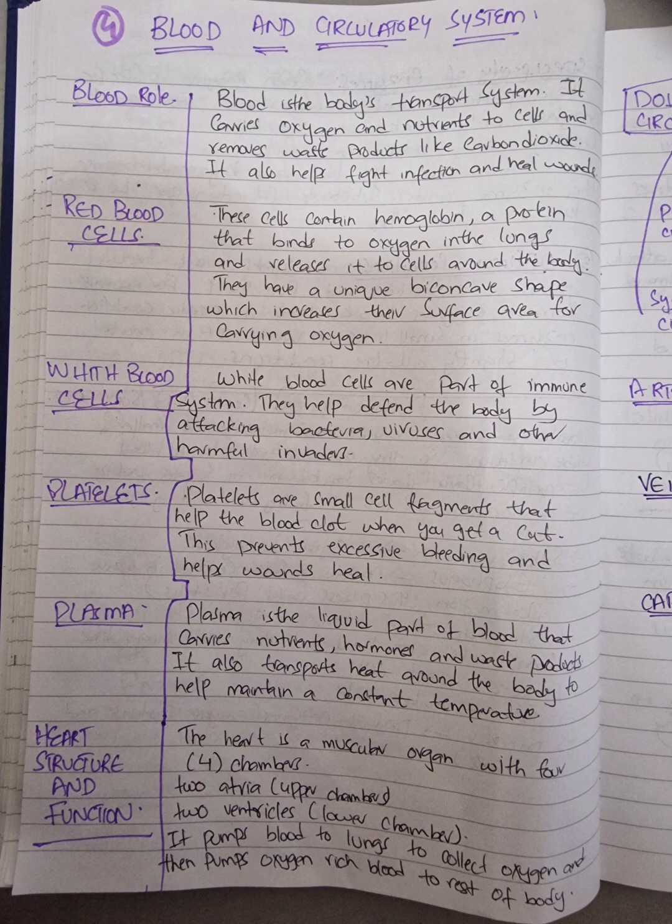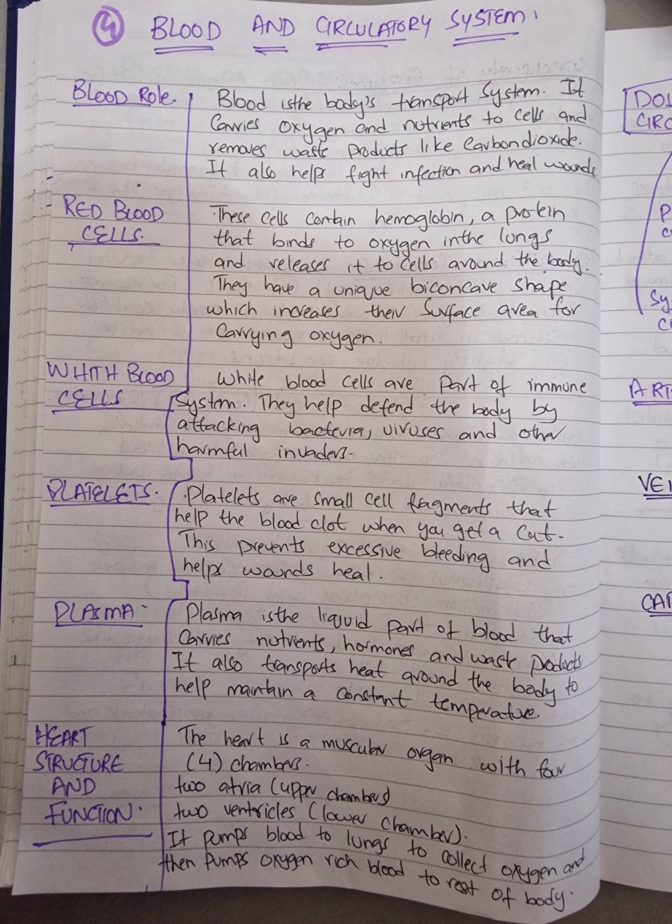So now what are the arteries? Arteries carry oxygenated blood. They carry blood away from the heart. They have thick elastic walls to handle the high pressure of blood pumped by the heart. And what are veins? Veins carry blood to the heart. They have thinner walls and valves to prevent backflow as blood in veins flows under lower pressure.